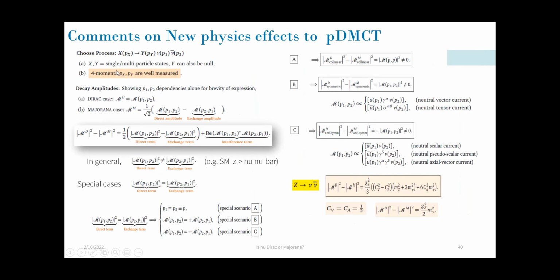Now, the final comment is like this way. Let's use this one, choosing processes. As I mentioned, X and Y could be single and multi. Y could be null. And the four momenta of P_X, P_Y are measured. The decay amplitude M is M_D minus M_M, like this, Dirac case, Majorana case, anti-symmetrized. M_D squared minus M_M squared, we calculate the Dirac term minus the exchange term plus interference terms. Now, in general, all the standard cases, a special case could be, I mean, could be equal. That could be the collinear case, also equal like this way or minus one this way. Now, in the collinear case, if we do the calculation, what comes out is actually the Dirac case squared. This is non-zero for Dirac, the difference is only the Dirac case squared because this is zero in the Majorana case.